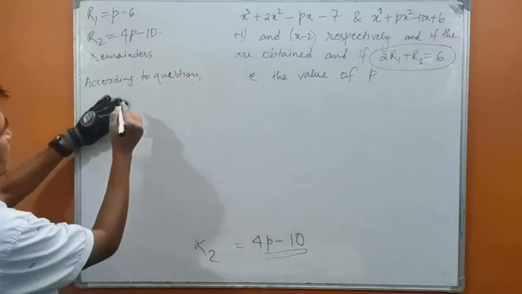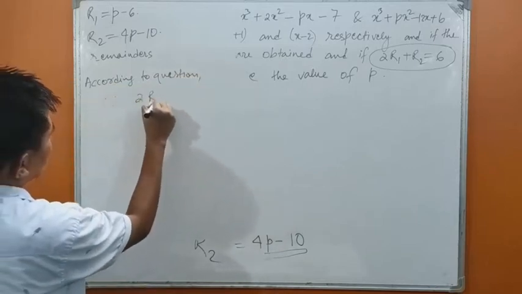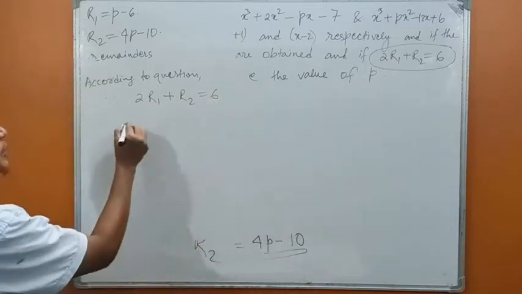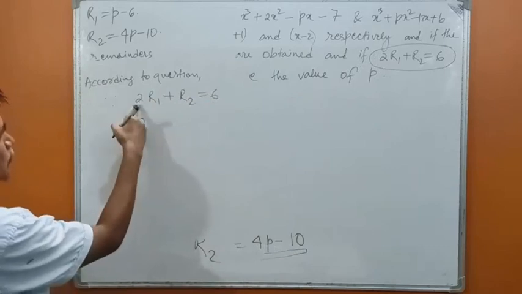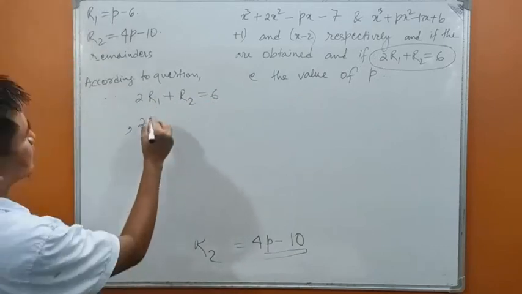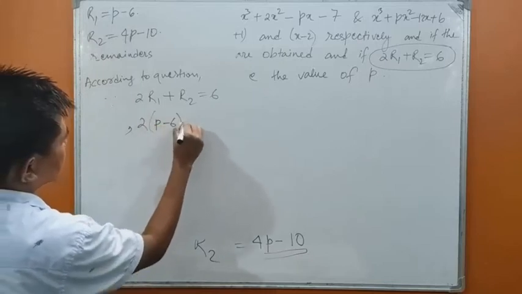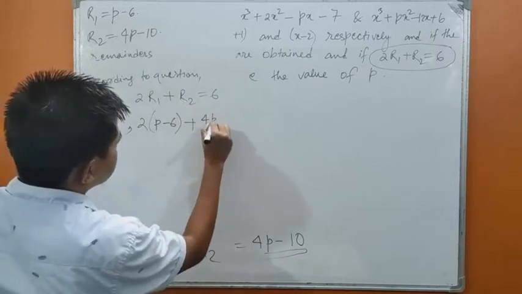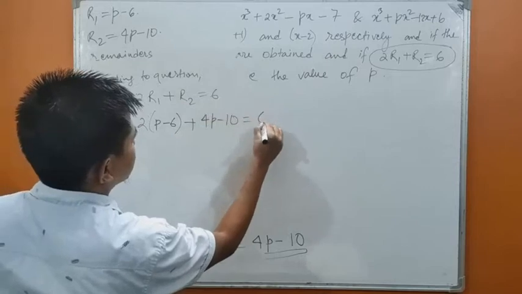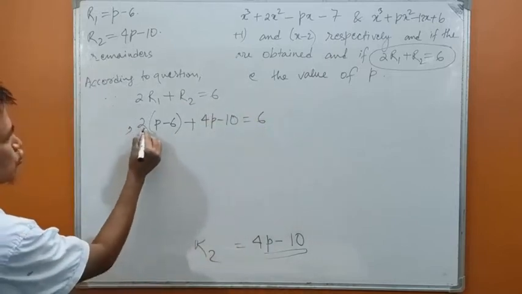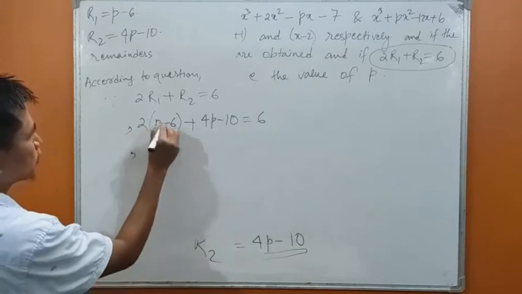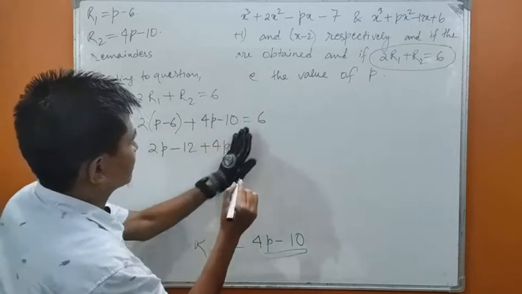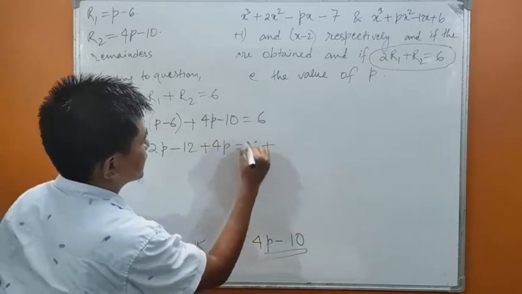According to the question, 2r1 plus r2 equals 6, isn't it? This is the given condition. So we write 2 times r1, where r1 means p minus 6, plus r2, where r2 means 4p minus 10, equal to 6. Or 2 into p is 2p, minus 2 sixes are 12, plus 4p minus 10 equal to 6.